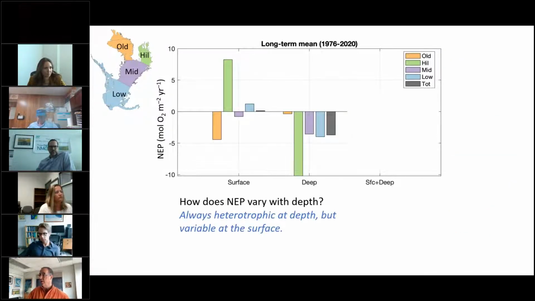We can answer our second question, how does NEP vary with depth? It's always negative in the deeper layer. It's kind of expected. There's less light there, less photosynthesis generally. Surface layers vary. Hillsborough Bay is very autotrophic. You can see that positive green bar pointing upward, and Old Tampa Bay is actually quite heterotrophic at the surface. Next slide.